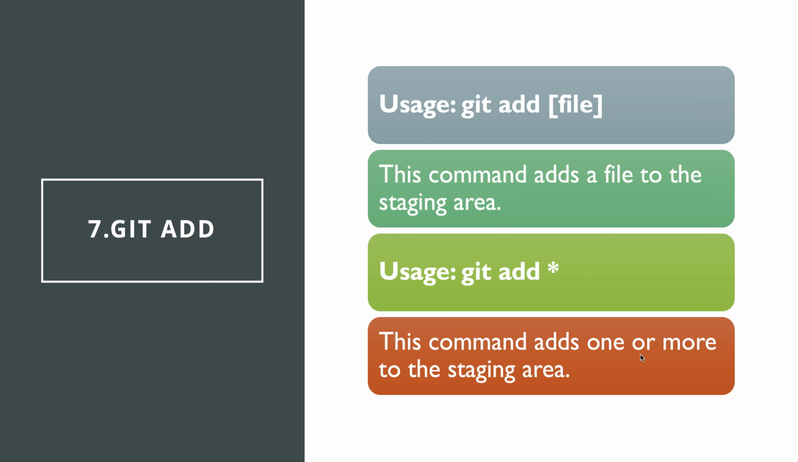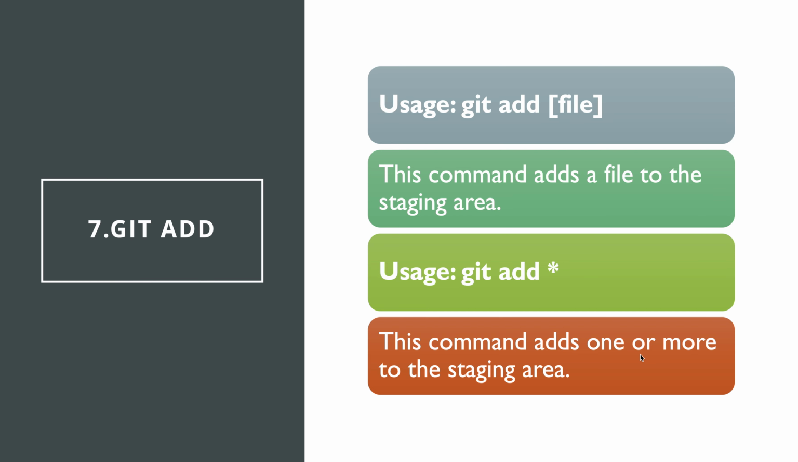So for adding the changes into this remote repository, you need to carry out some operations like git add. If you have an update in only one single file, you can mention that file name: git add file name, that's it. But if you have changes in other files as well, then git add star, so you can give that.